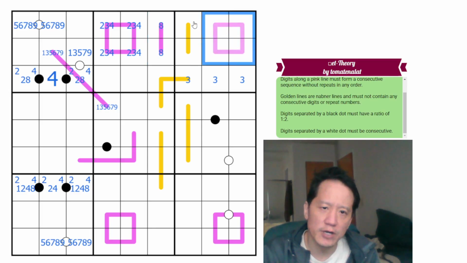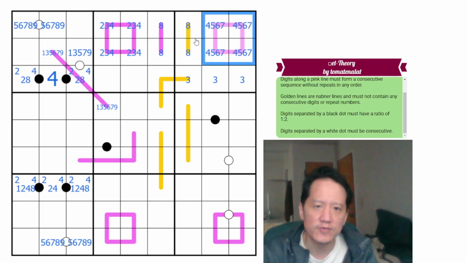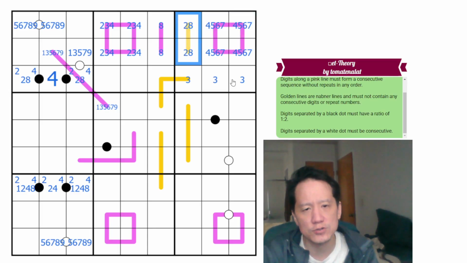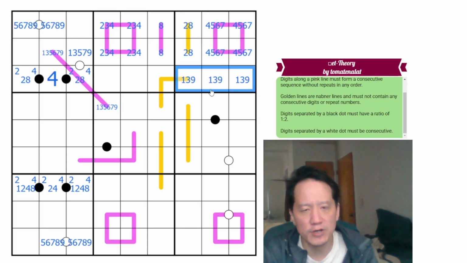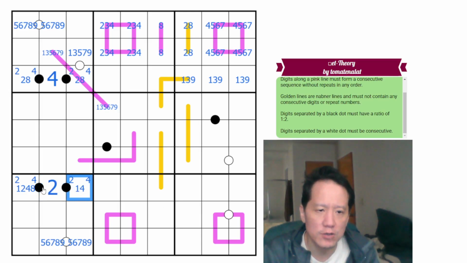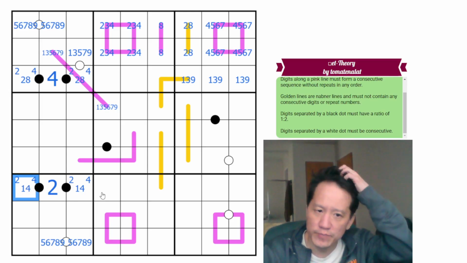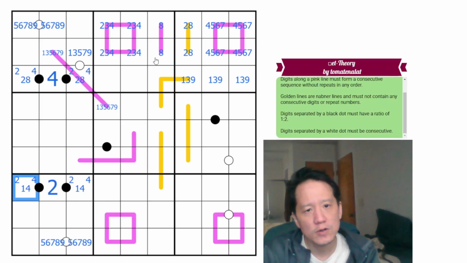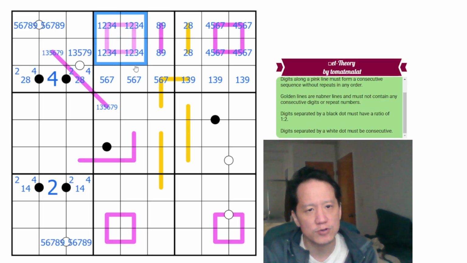Again, the 8 could not be with the 2 or 4, so this has to be 4, 5, 6, 7, which makes this 8 and 2. This would be 1, 3, and 9. So this would be 2. This would be 1 and 4. This would be 1 or 4. This can't be 1, 3, or 9, so this has to be 5, 6, 7, which makes this 8 and 9, and this is 1, 2, 3, 4.